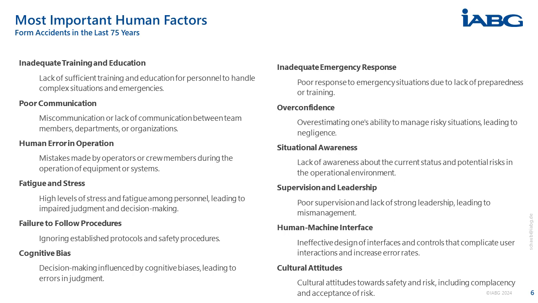Human error in operation. Human error remains a common issue during the operation of equipment or systems. Mistakes made by operators or crew members can result in operational failures and safety incidents. Continuous training and implementation of checks and balances can help mitigate these errors.